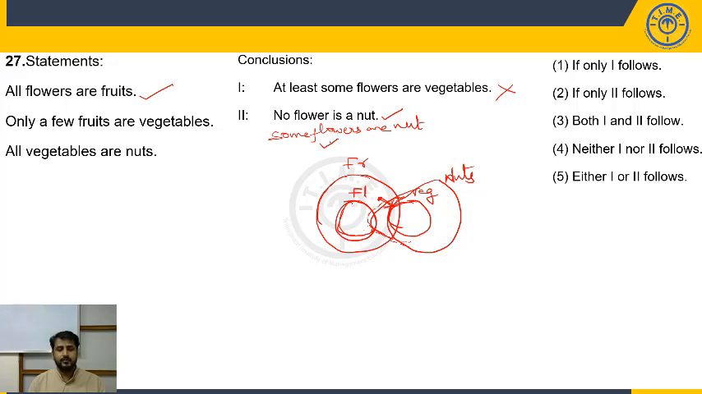When the alternate diagram is true, this negative will become false. It means we can say that some flowers are nut. When some flowers are nut, automatically no flower is a nut will be false. So what is my answer finally? 1 does not follow, 2 does not follow. Neither 1 nor 2 follows. It is in choice 4.